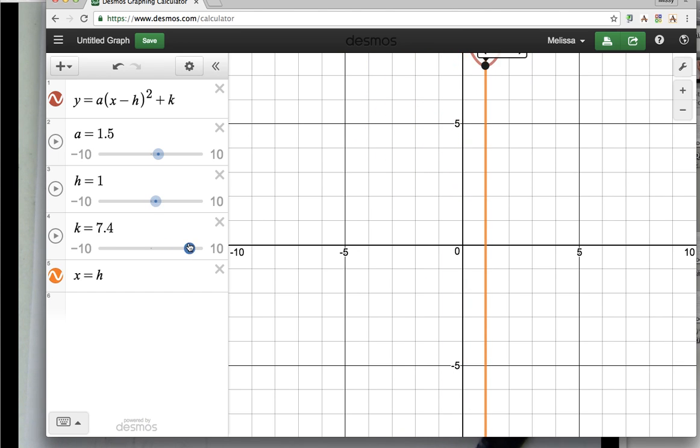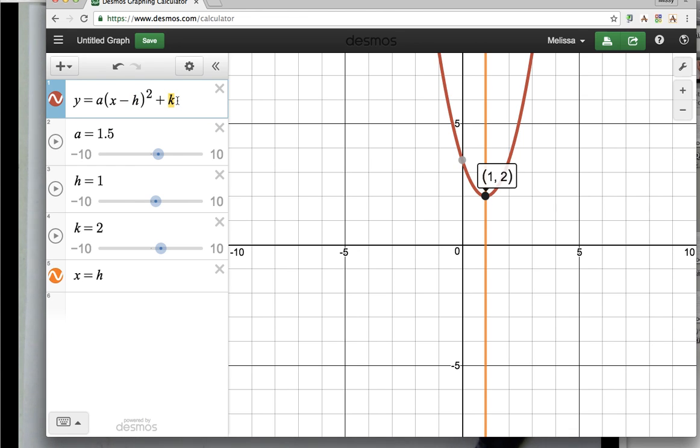K will just vertically shift your graph up and down. So it appears it will affect the x-intercepts as well as the y-intercept. But k is really just something that shifts your graph up and down. Something also important to note is k equals 2 is the y value for your vertex. So hopefully you're identifying why this is called vertex form. The h is the x value for the vertex, and the k is the y value for your vertex. Easy enough. And then a is your stretch factor.